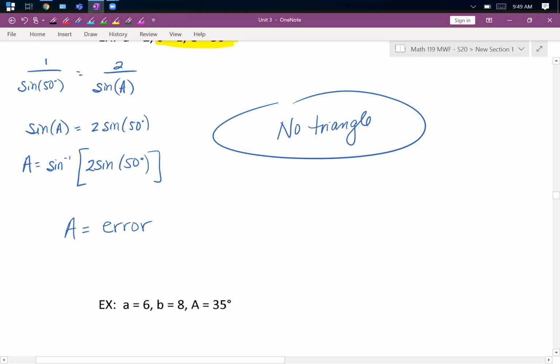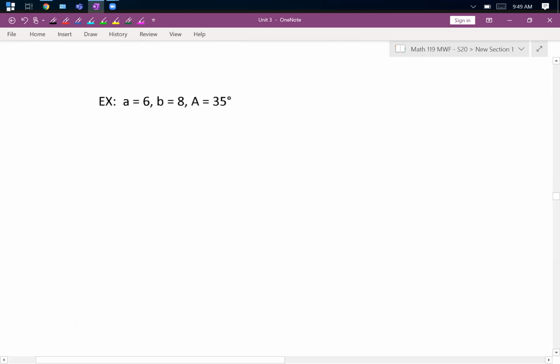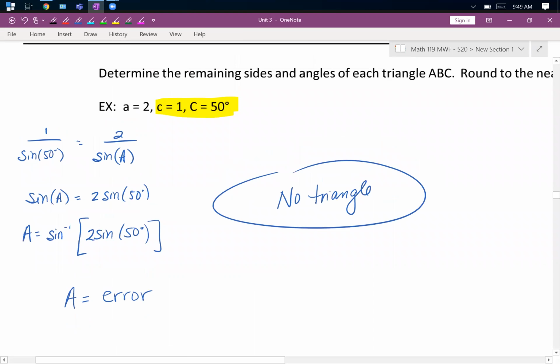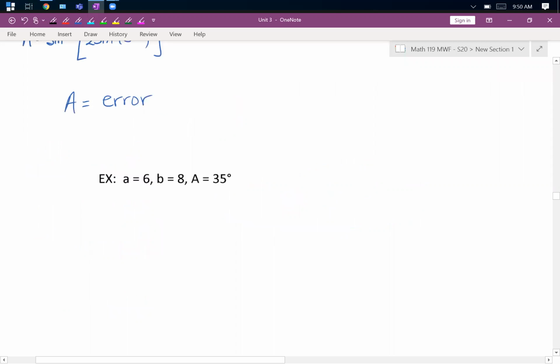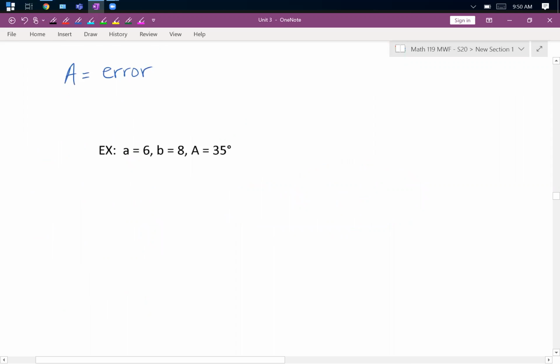All right, let's try another one. I'm sorry, were there any questions on that at all? All right, let's try another one. We know that we're going to be using law of sines because we have a known pair. I know it's going to be the ambiguous case because we were only given one angle. So let's start by finding angle B.